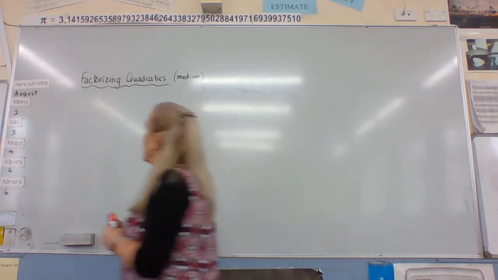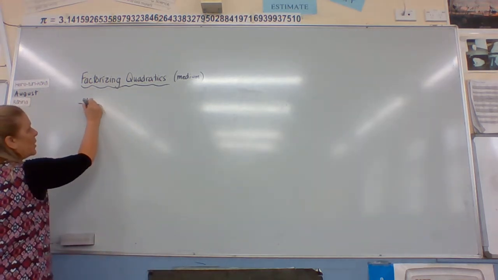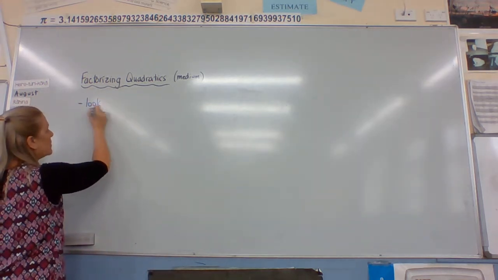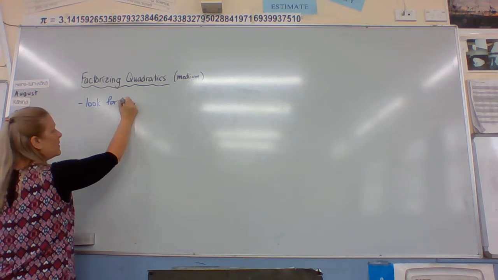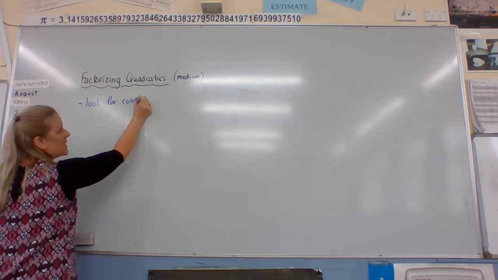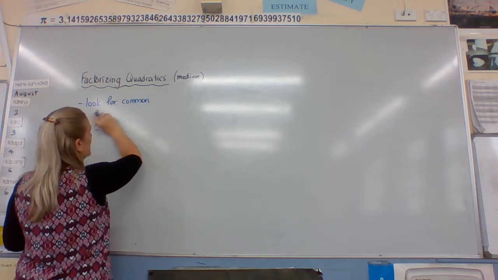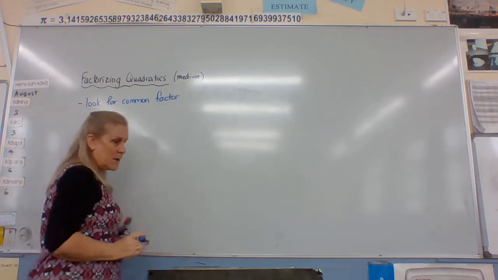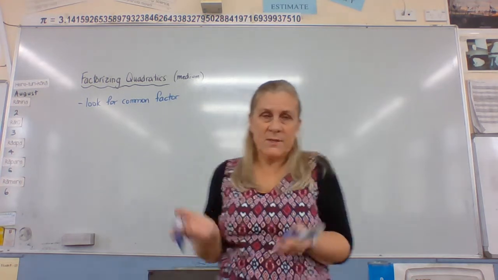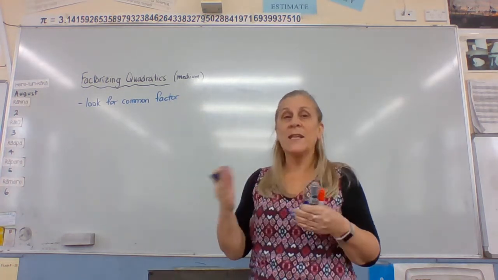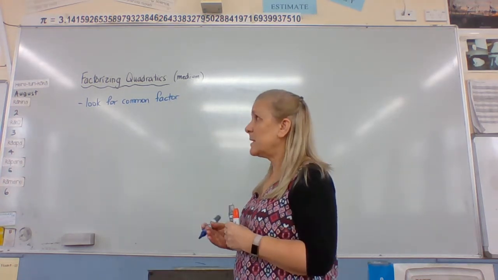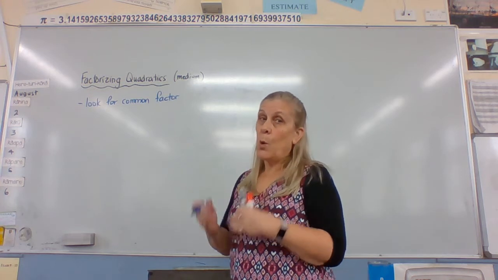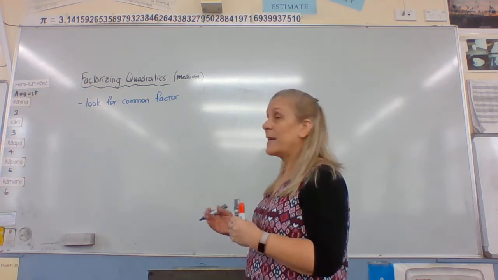So there were no common factors in the ones we did in the previous lesson, because it started with x squared, so we knew that. So we're really looking at the number in front of the x squared to see if we can take some or all of it out. Today we're going to be taking all of it out.